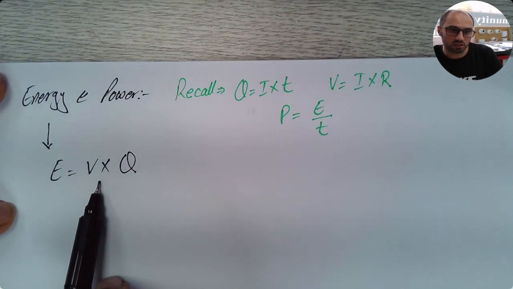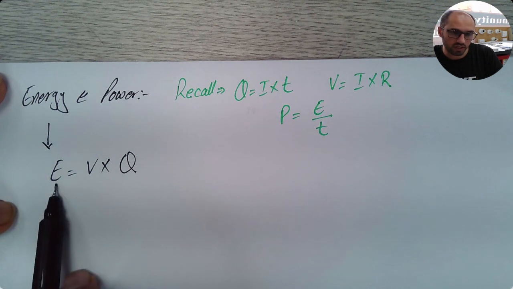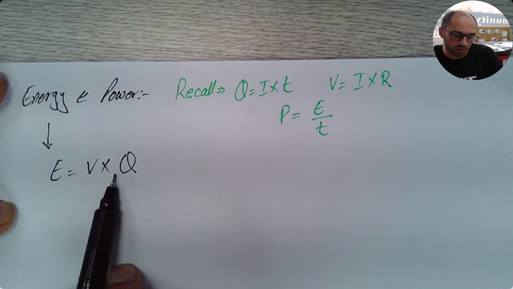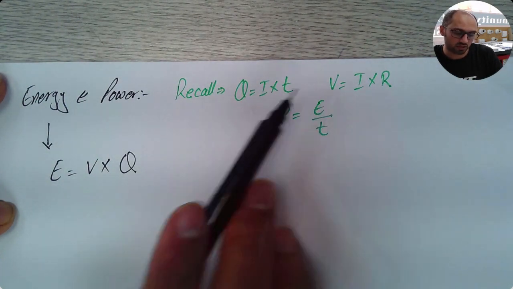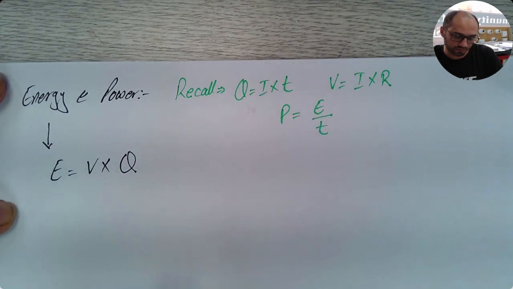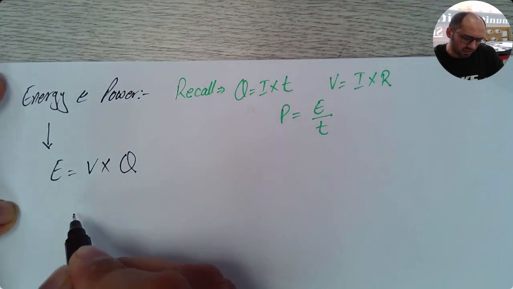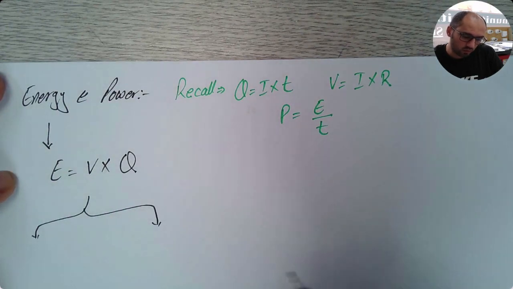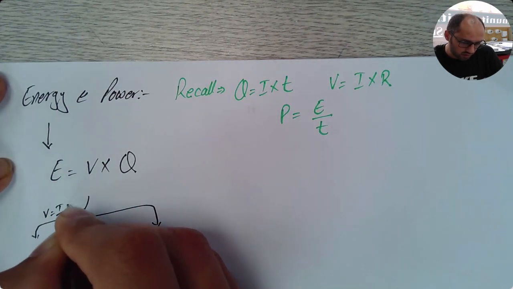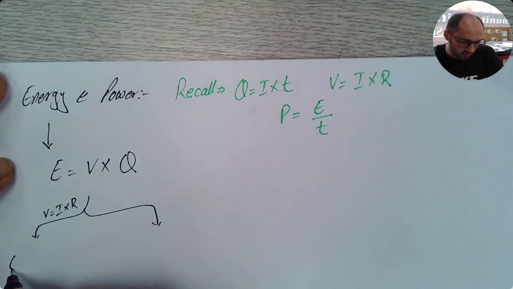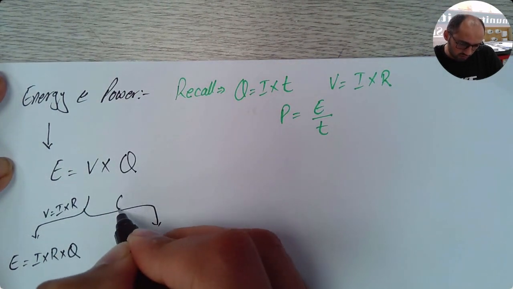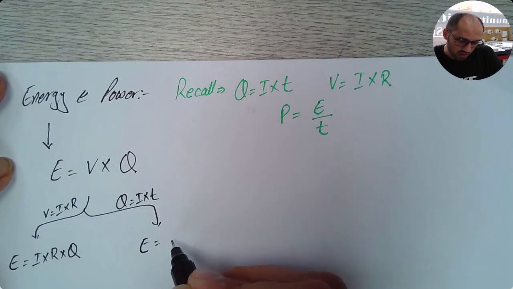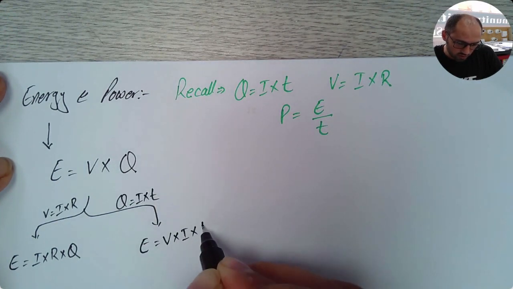Sometimes it will not be possible for you to work out the value of energy from this equation directly. You may have to calculate Q first using this equation, or you may have to calculate V first using this equation. So I can get two more equations for E. One will be, if I replace V equals I times R, E equals I times R times Q, or the other one will be E equals V times Q, where I'm going to put Q as I times T. That'll give me V times I times T.